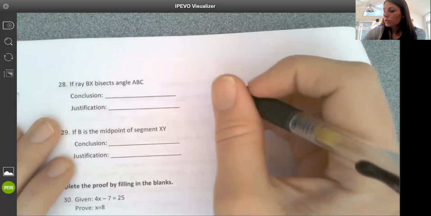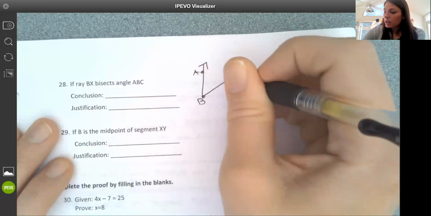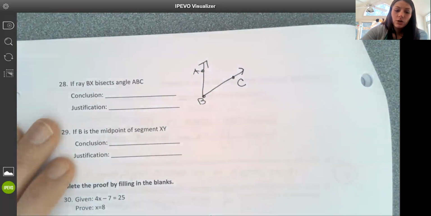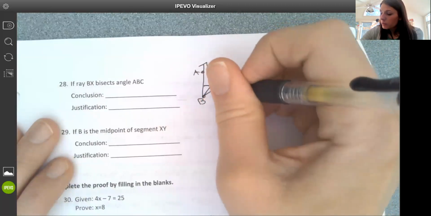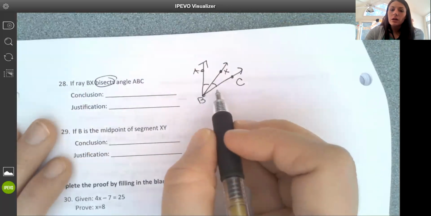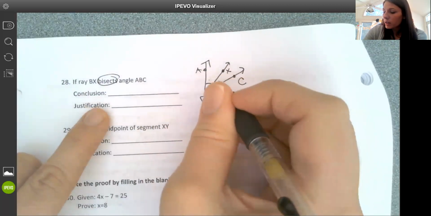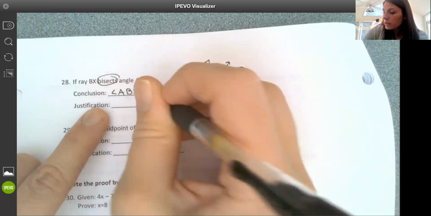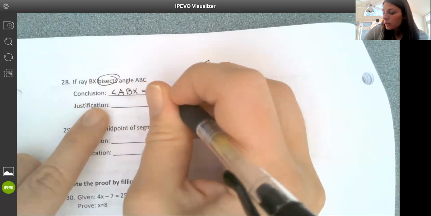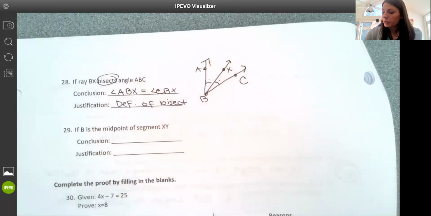So same here. If I am given this, which I'm going to write a diagram for this one. I have A, B, C, and I know that ray BX bisects them, bisects, which means cut in half. My conclusion and what I can say from being given this information is that this angle is the same as this angle. That angle ABX is equal to angle CBX, because that's the definition of bisect. Okay.